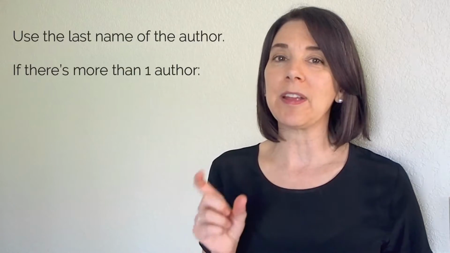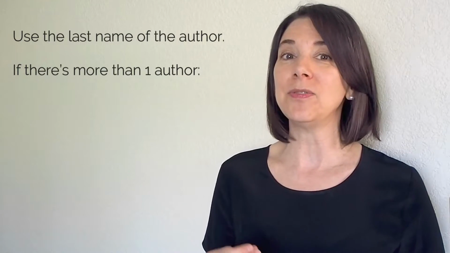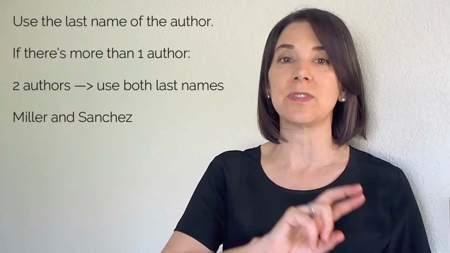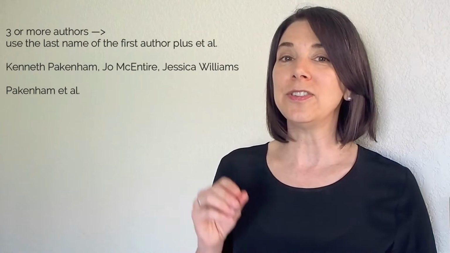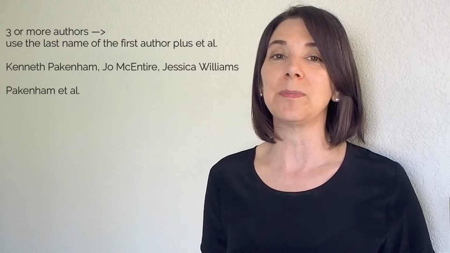So when you use a citation, you're going to use the last name of the author, but if there's more than one author, then you need to follow a rule. If there are two authors, you just use the two last names. If there are three or more authors, then you use the last name of the first author, and then you use the abbreviation et al. to mean "and others." Finally, at the end of the sentence, we put the page number in parentheses.